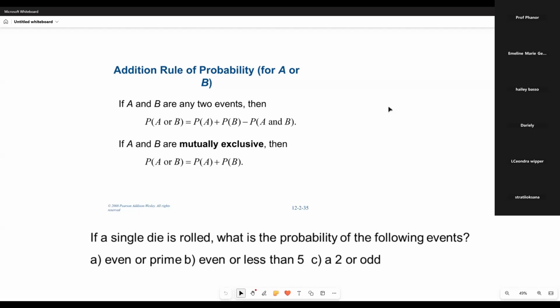So I give you the formula. If you have two events with the connective word or, the probability of A or B, A is an event, B is also an event, to find the probability will be P of A plus P of B minus P of A and B. But if the two events are mutually exclusive, the probability of A or B will be just P of A plus P of B. You do not need the minus P of A and B. All right. So let's try this example here.